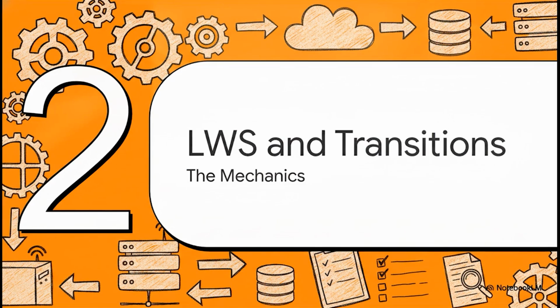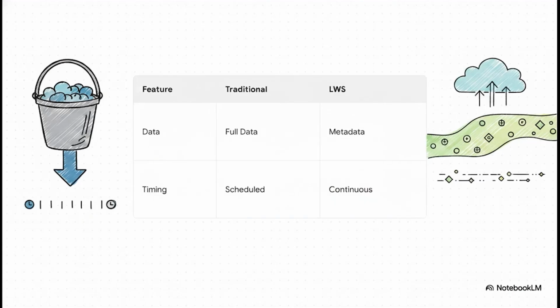Moving right along to Section 2, let's do a walkthrough of LWS and the transition process to really understand the mechanics. So how does this actually translate into concrete administrative tasks? Well, this comparison perfectly illustrates the mechanical difference. Think about traditional snapshots for a second. They move heavy data at strictly scheduled intervals, maybe every 60 minutes. It's super reliable, sure, but it is fundamentally a batch process.